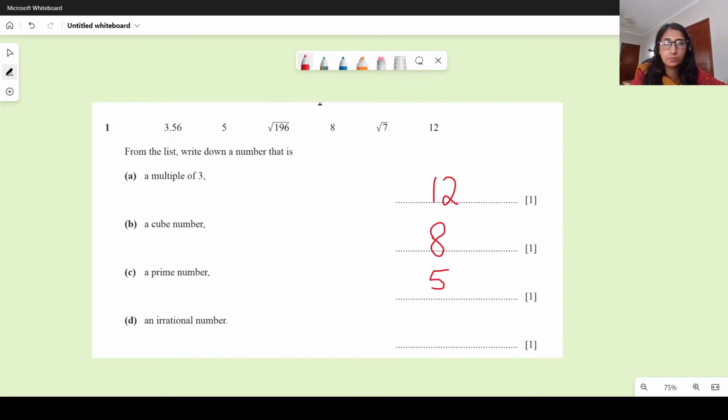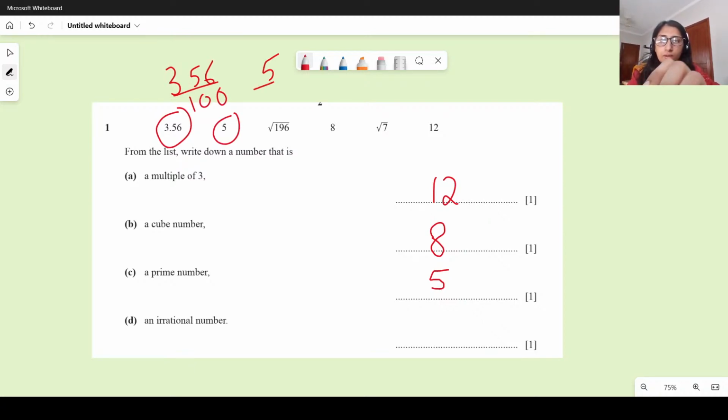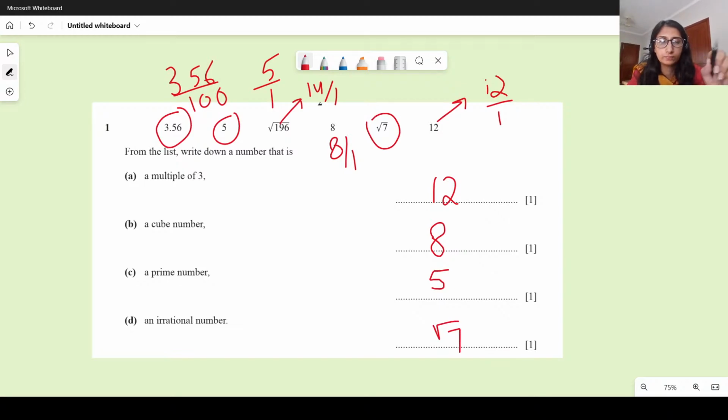An irrational number. An irrational number is a number that cannot be written as a fraction. This can be written as a fraction, 356 over 100. This is 5 over 1. This is 14 over 1. This is 8 over 1. This can't be written as a fraction. This can be written as a fraction as well. So the answer would be square root of 7. So that's question number 1.